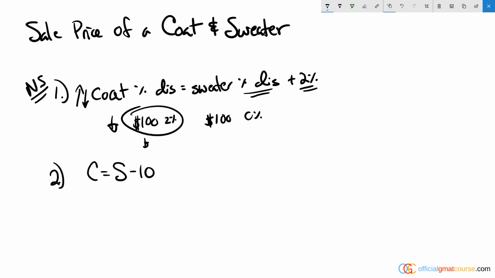But if the coat cost, let's say, $1 and the sweater cost $100, and the percent discount on the sweater was 98%, and the percent discount on the coat was 100% because it's 2% more, the dollar discount on the coat would be 100% of $1, which is $1, but the dollar discount on the sweater would be $98. So what I did is I manipulated it intentionally to make this side the bigger dollar discount.